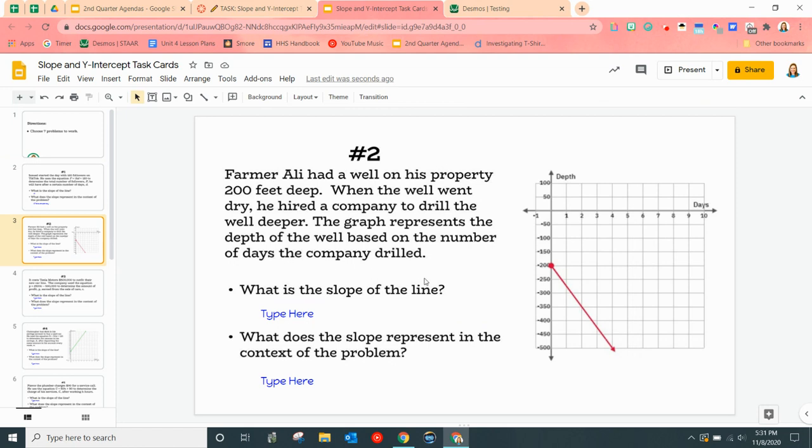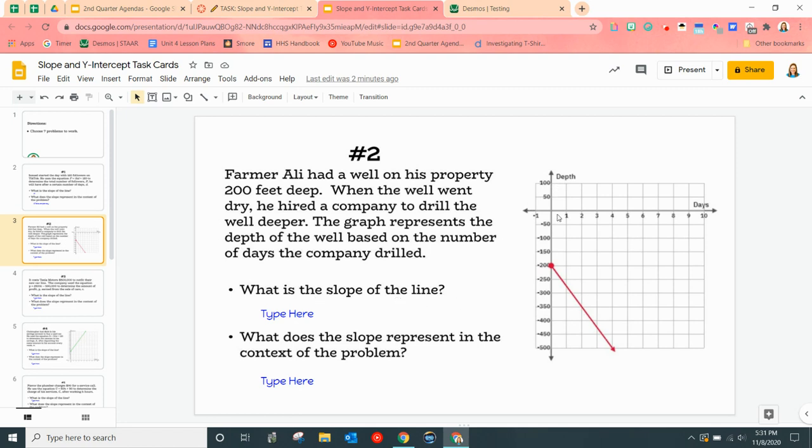Okay, let's look at another one. So this one, they gave me a picture, but they didn't actually give me an equation for this one. I'm not seeing an equation, but I have the picture over here. So Farmer Alley had a well on his property that was 200 feet deep. When the well went dry, he hired a company to drill the well deeper. The graph represents the depth of the well based on the number of days the company drilled. What is the slope of the line?